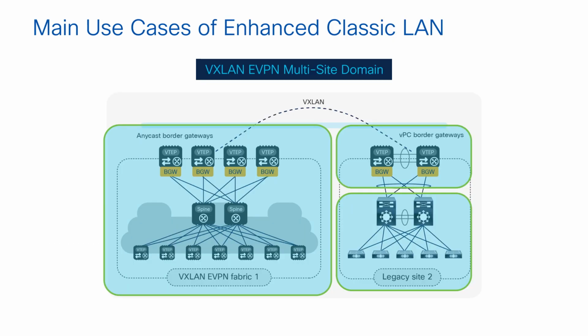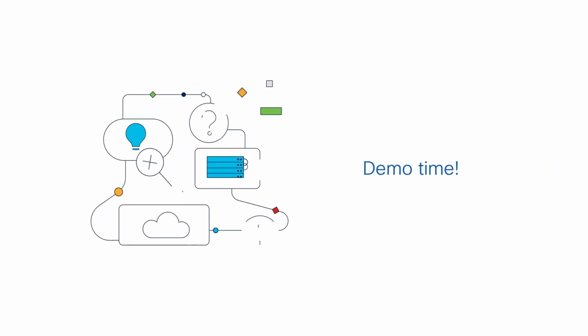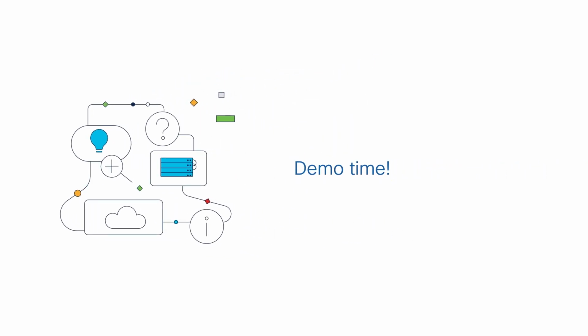Now this is a VXLAN EVPN multi-site design where, if you have dispersed networks, for example your classic LAN sitting in Asia and you want to move to VXLAN in America, you can use VXLAN EVPN multi-site between these two types of networks, and that's what this design is depicting. Of course, this is a little more involved and I won't be covering this in this webinar. However, we have white papers covering in-depth design and provisioning options for this kind of coexistence. With that, let's move on to our demo and look at Enhanced Classic LAN in action.